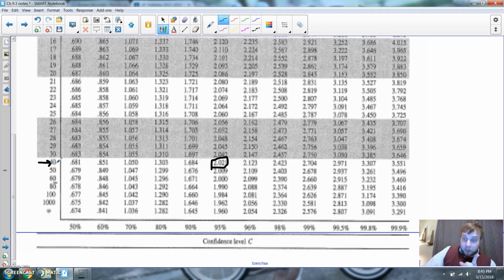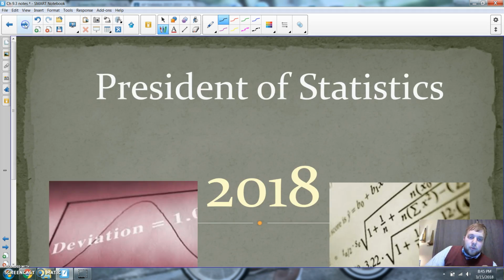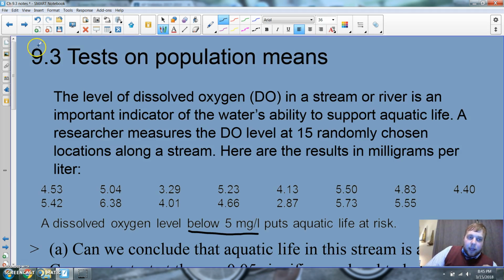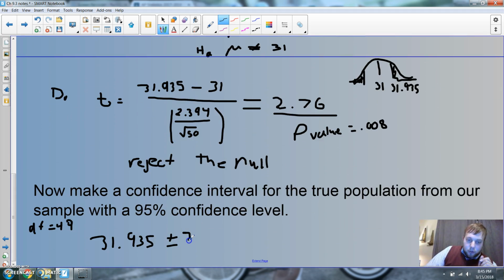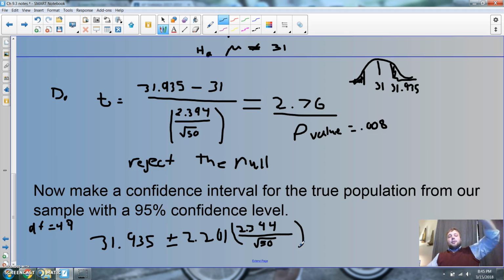Okay, so here's my chart. 49 is my degrees of freedom, so I go down to my lowest one, which would be 2.021, I mean 2.201. That's going to be my critical value. And then I'm still going to put the 2.394 in there divided by the square root of 50. I would do that, get my final answer, and be done. Guys, happy chapter 9. Good luck. Peace.